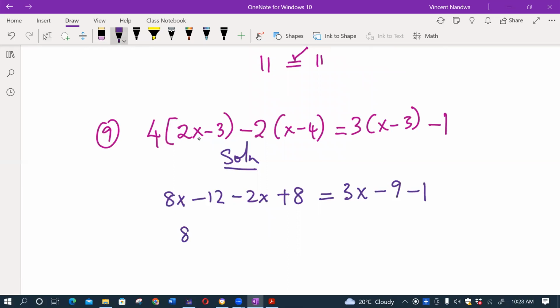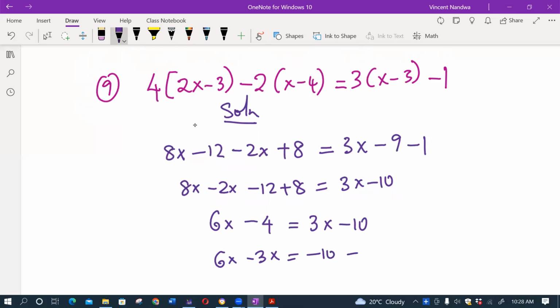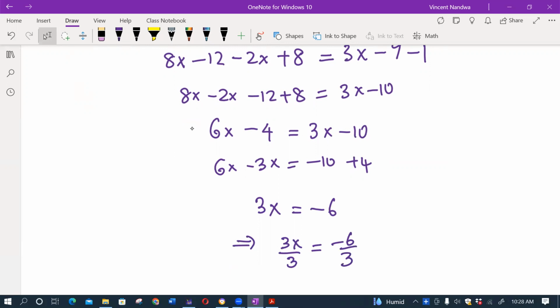Then collect like terms. So we'll have 8x minus 2x minus 12 plus 8 equals 3x, minus 9 minus 1 is minus 10. 8x minus 2x is 6x, minus 12 plus 8 is minus 4, equals 3x minus 10. Then collect like terms. 6x minus 3x equals minus 10 plus 4. So we'll have 3x equals minus 6. Which implies to get x, we divide through by 3, and minus 6 divided by 3, x will be minus 2. So the answer will be x equals minus 2.